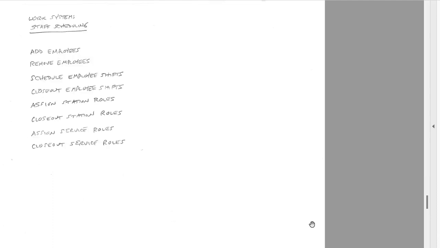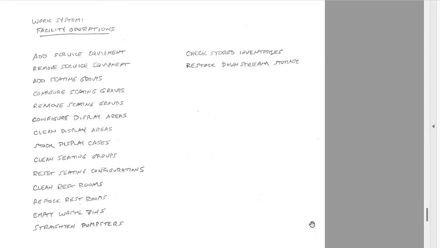The staff scheduling says that I have to be able to add and remove employees. I need to be able to schedule and close out their shifts. I need to assign them to their station roles. I need to assign them to their service roles. And then in terms of facility operations, I need to be able to add my service equipment, add seating groups, remove seating groups and rearrange, configure my display areas.